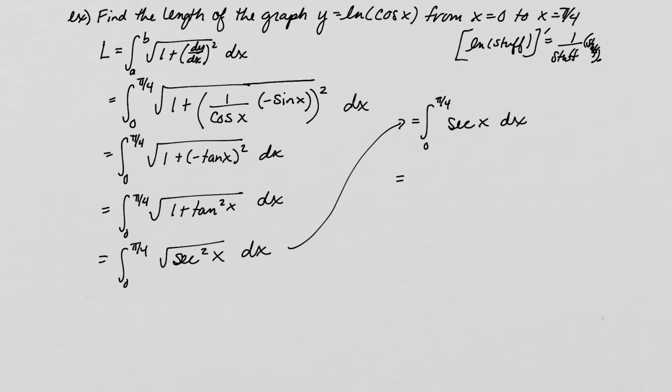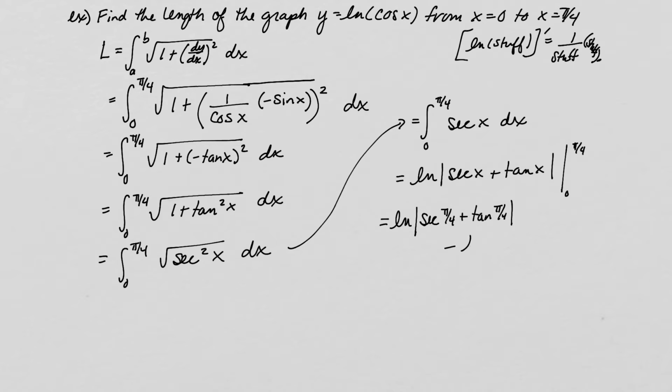So the integral of secant x is the natural log of the absolute value of secant x plus tangent x, evaluated from 0 to pi over 4. So we're going to have the natural log absolute value of secant of pi over 4 plus tangent of pi over 4, minus the natural log absolute value of secant of 0 plus tangent of 0.